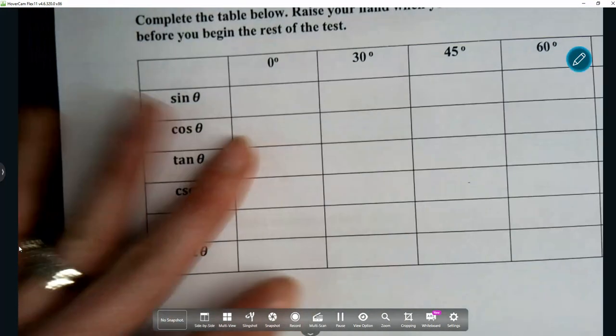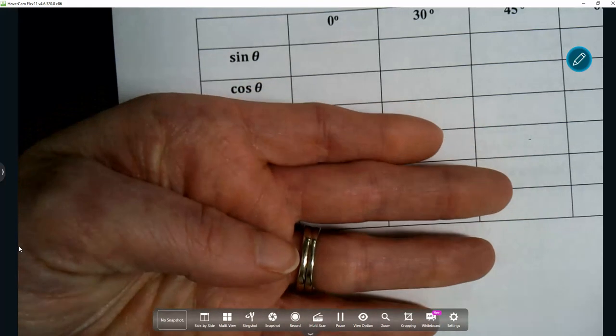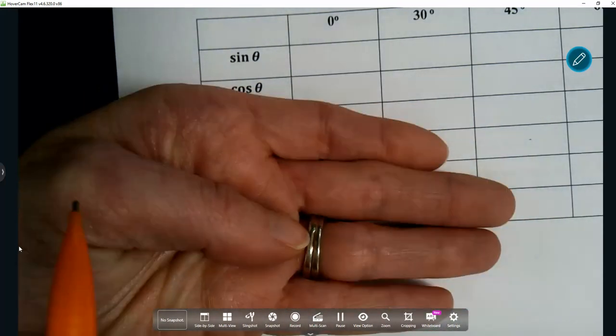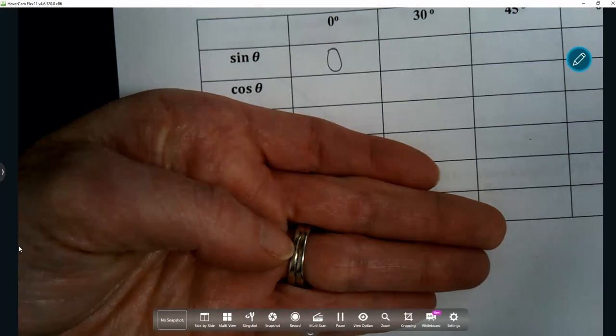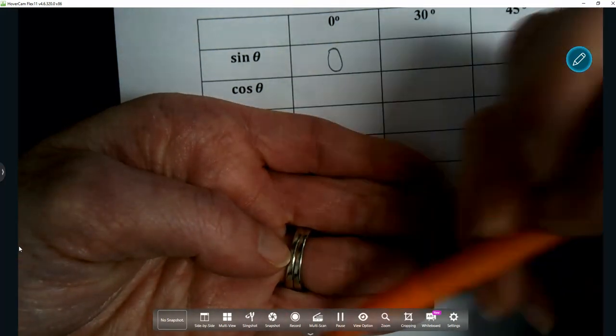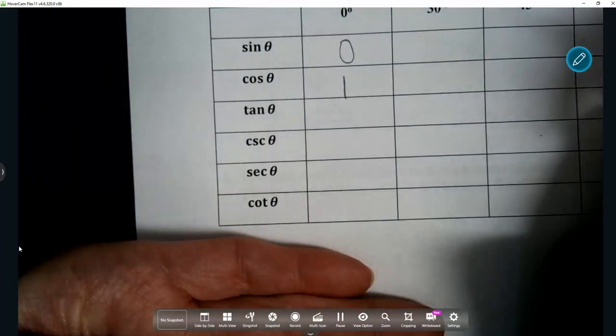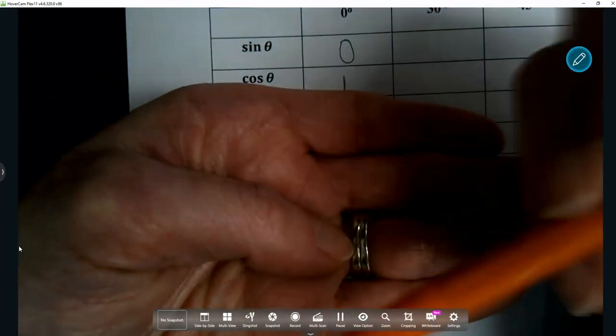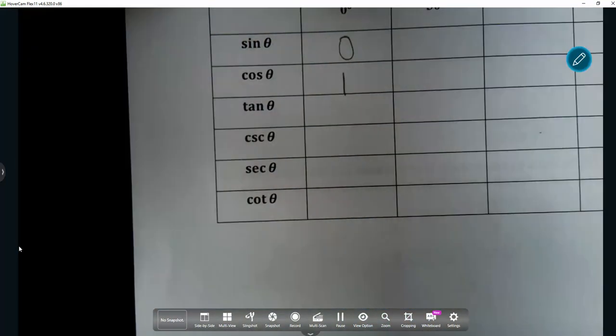So if I'm saying 0 degrees, so if I fold in my 0, sine, I have no fingers above, so square root of 0 over 2 is 0. If I want to go ahead and do cosine, square root of the bottom, so square root of 4 is 2, divided by 2 is 1. Tangent, square root of the top over square root of the bottom, so square root of 0 over square root of 4 is 0.